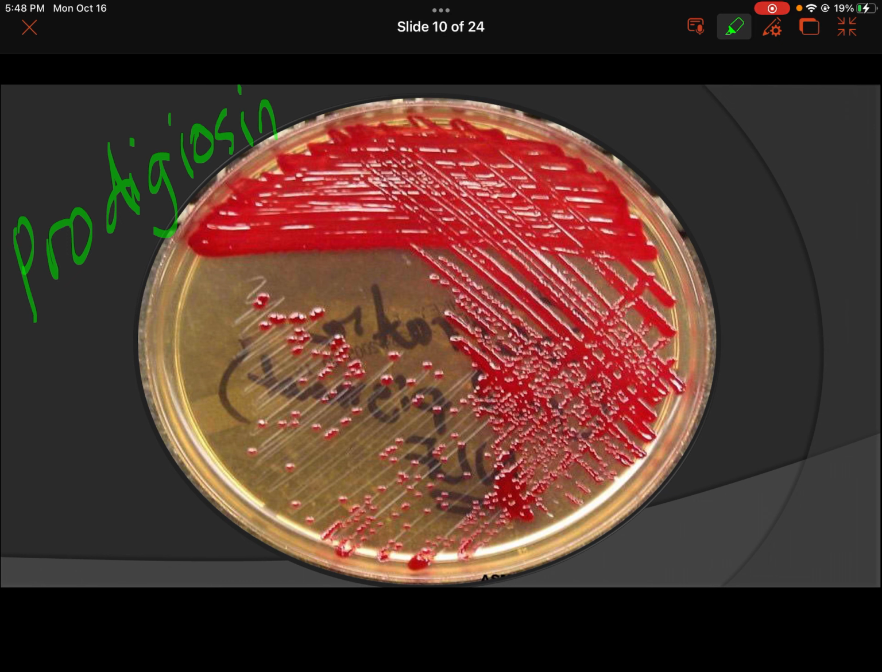But it's not only Serratia marcescens that exhibits pigment production. You also have Pseudomonas aeruginosa. Instead of being red, they can exhibit greenish coloration of the colonies and of the agar, because Pseudomonas aeruginosa is producing pyocyanin and pyoverdine. Those are the pigments produced by Pseudomonas aeruginosa.